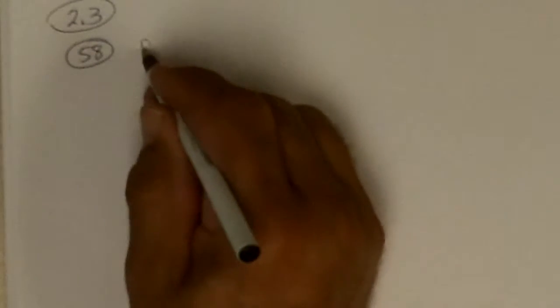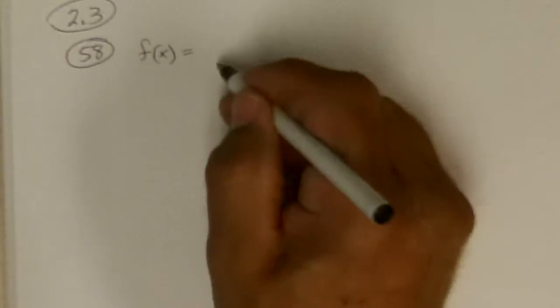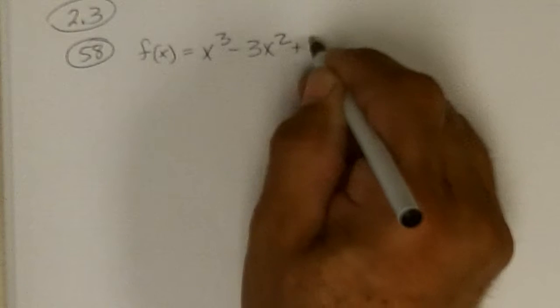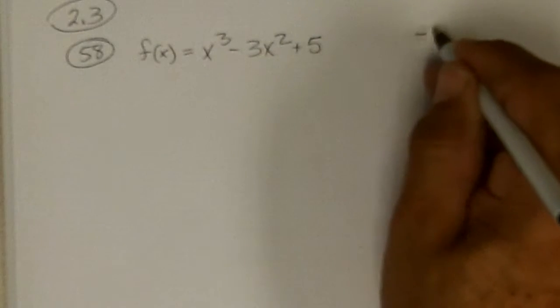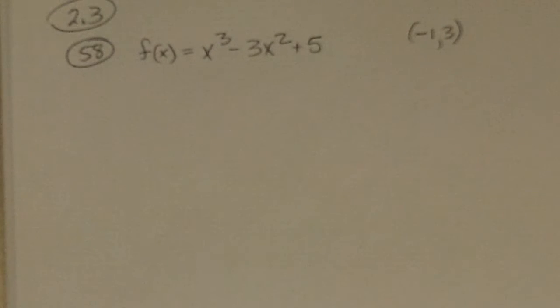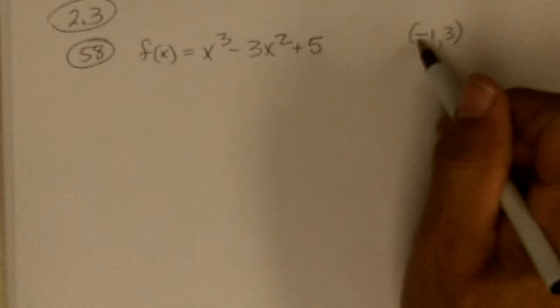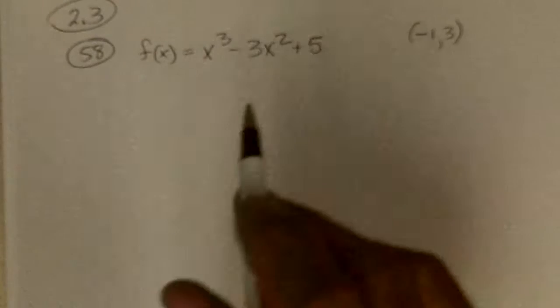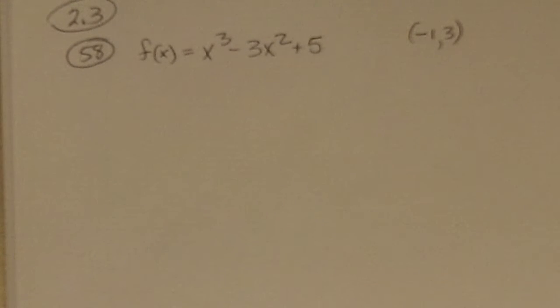58 says we have f of x equals x to the third minus 3x squared plus 5, and we have the interval minus 1, 3, and the directions say use a graphing utility to graph this function over the indicated interval. So this is not a point, this is an interval from minus 1 to 3. And then see if we have any local max or mins and then where it is increasing or decreasing, and round to 2 decimal places.